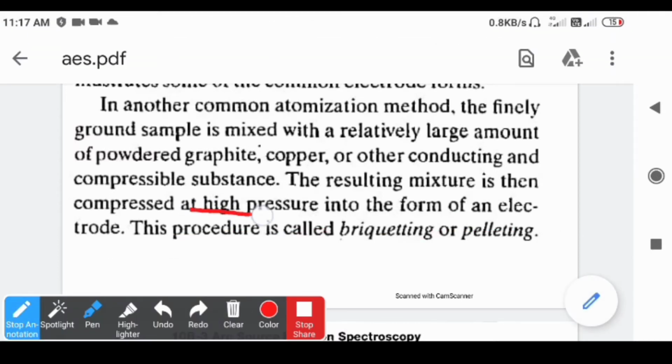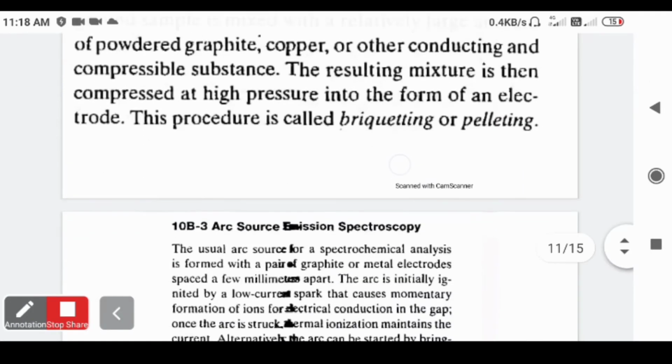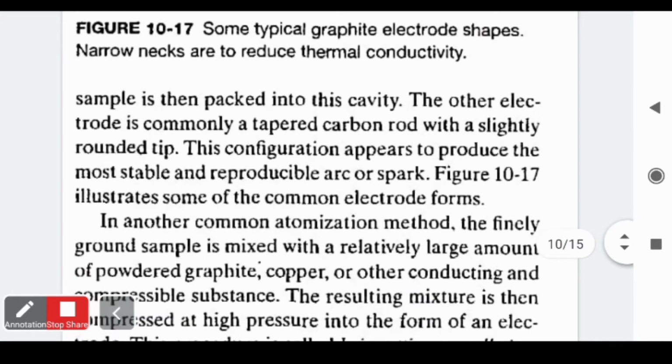Okay, so once we have formed this mixture of our sample element in powdered form plus graphite or copper or other conducting substance, that is again formed into the electrode by using the process called briquetting or pelleting. Okay, so this word is familiar to us, pelleting, as with the KBr pellet. So we form the pellets. So these are the sample preparation methods.